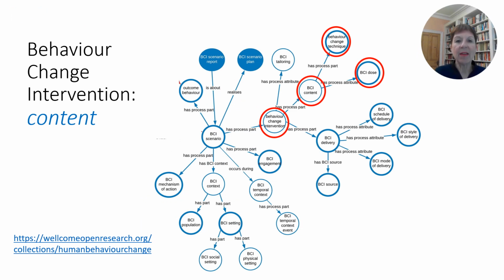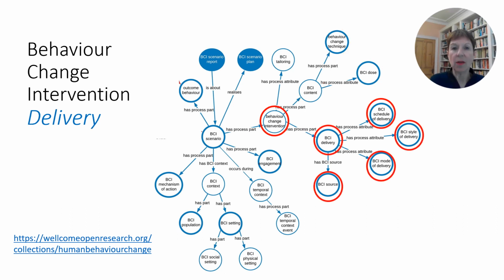So here we have the behaviour change intervention represented ontologically, and in the red circles we have the behaviour change intervention content, which is made up of behaviour change techniques, but also the dose of those techniques.